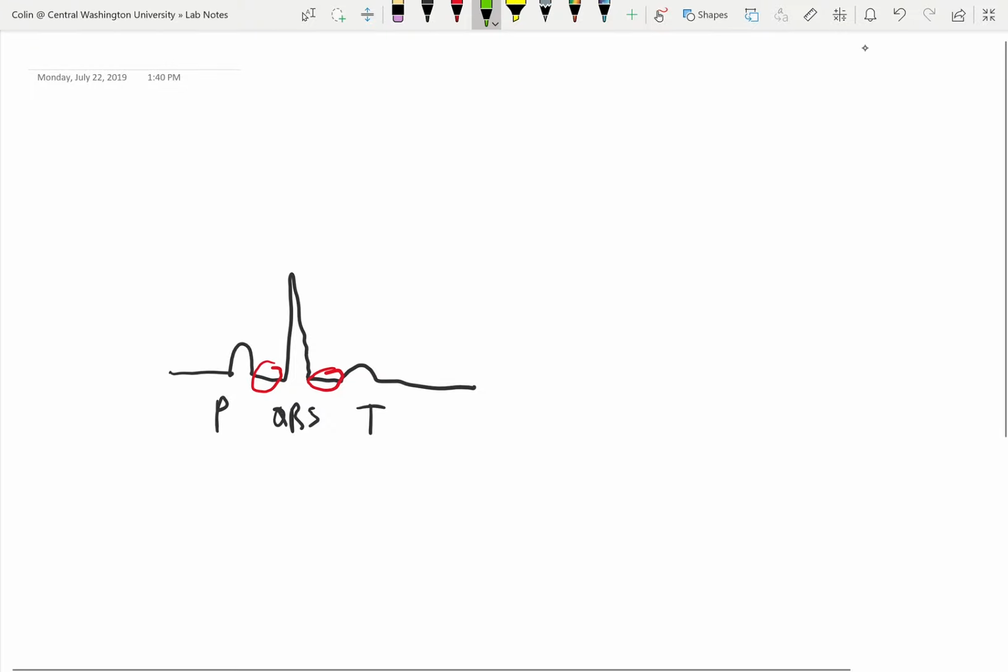So this one right here is our PR interval. And this one right here is our ST segment. It's going to be important to understand these two when we're looking for a heart attack, and mainly the ST segment, the one on the right there. So go ahead and erase all this, and then we will start.